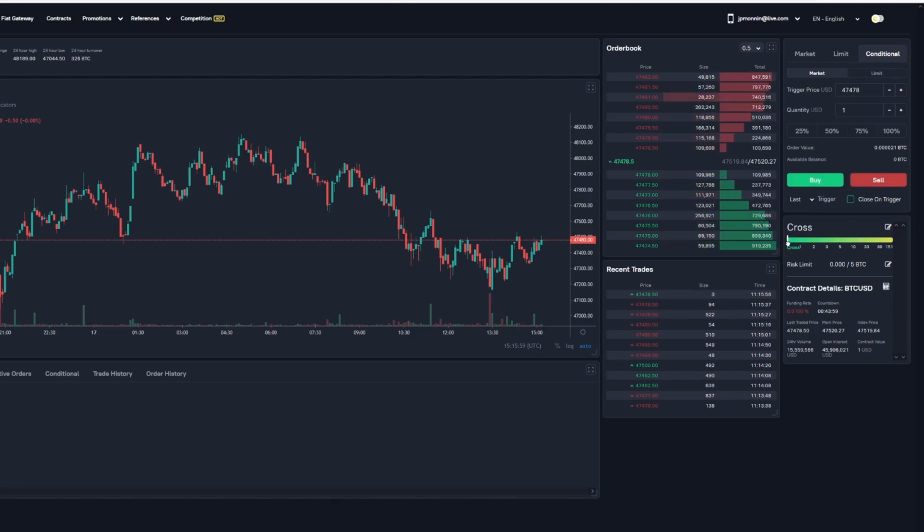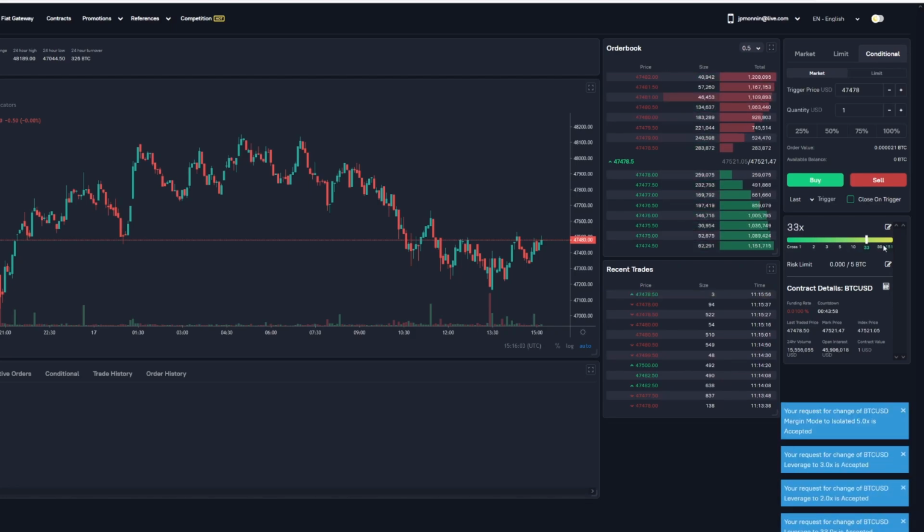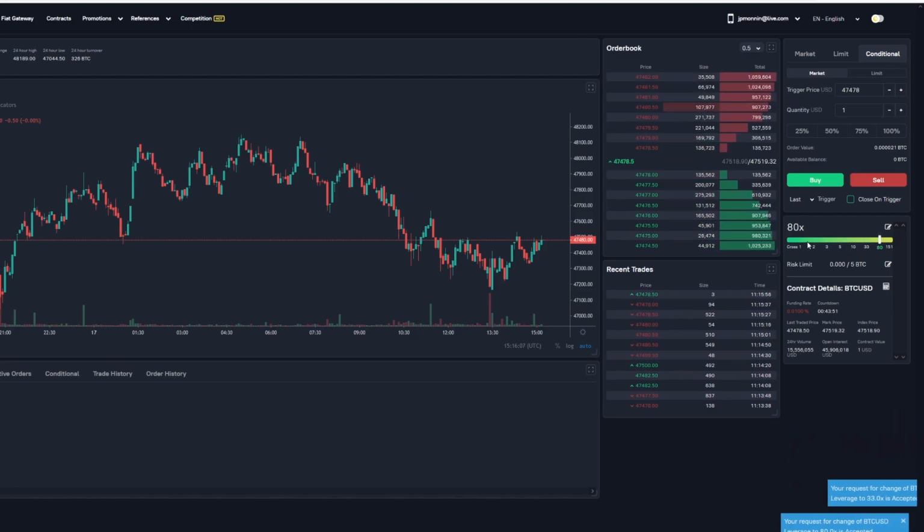If you go to the cross as well, you can actually move your cross to a 5x, all the way up to that 150 that we talked about earlier. So I'm not going to be jumping through all of that, but you can see the request at the bottom is telling me your request for change of BTC USD leverage to 2.0x is accepted. So they give you notifications when you do it, because obviously if you don't know you're on a specific leverage, that could be very risky.